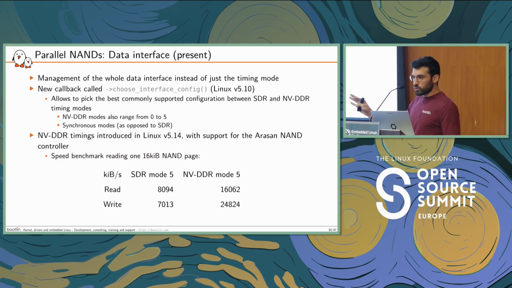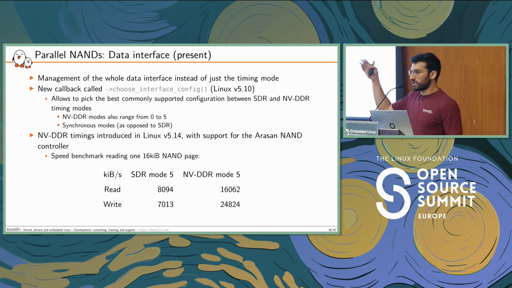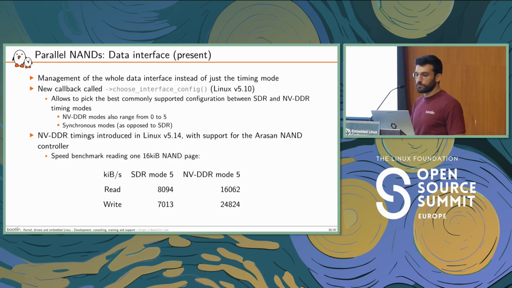This has been improved to support something that was part of the ONFI specification, which are the NVDDR modes, so non-volatile DDR, when we sample the data on both edges of the clock, of course. So this brought significant improvements. You can see a benchmark here. These timings are now supported. They also range from 0 to 5. And there is a comparison on the same platform, the same NAND chip, of course, between SDR mode 5 and NVDDR mode 5, and we doubled the read speed, for instance, which is rather important.